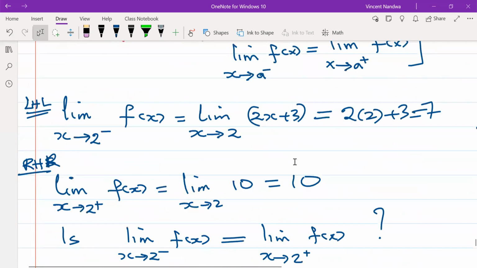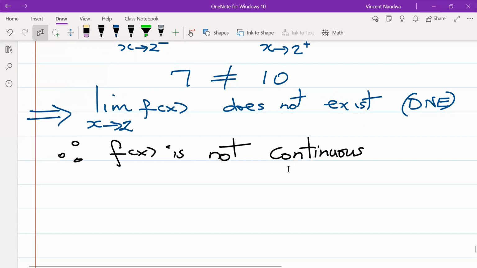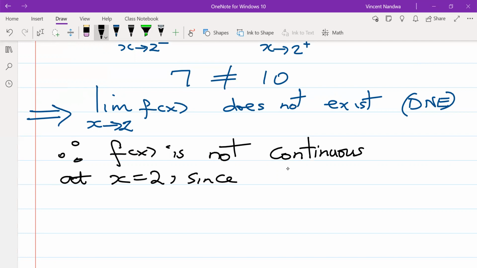Good. So then the conclusion will be f of x is not continuous at x equals 2, since the third condition is not satisfied. The limit, the second condition, since the limit does not exist. Immediately you find that one condition is not satisfied, you stop. That's enough to show that the function is not continuous.